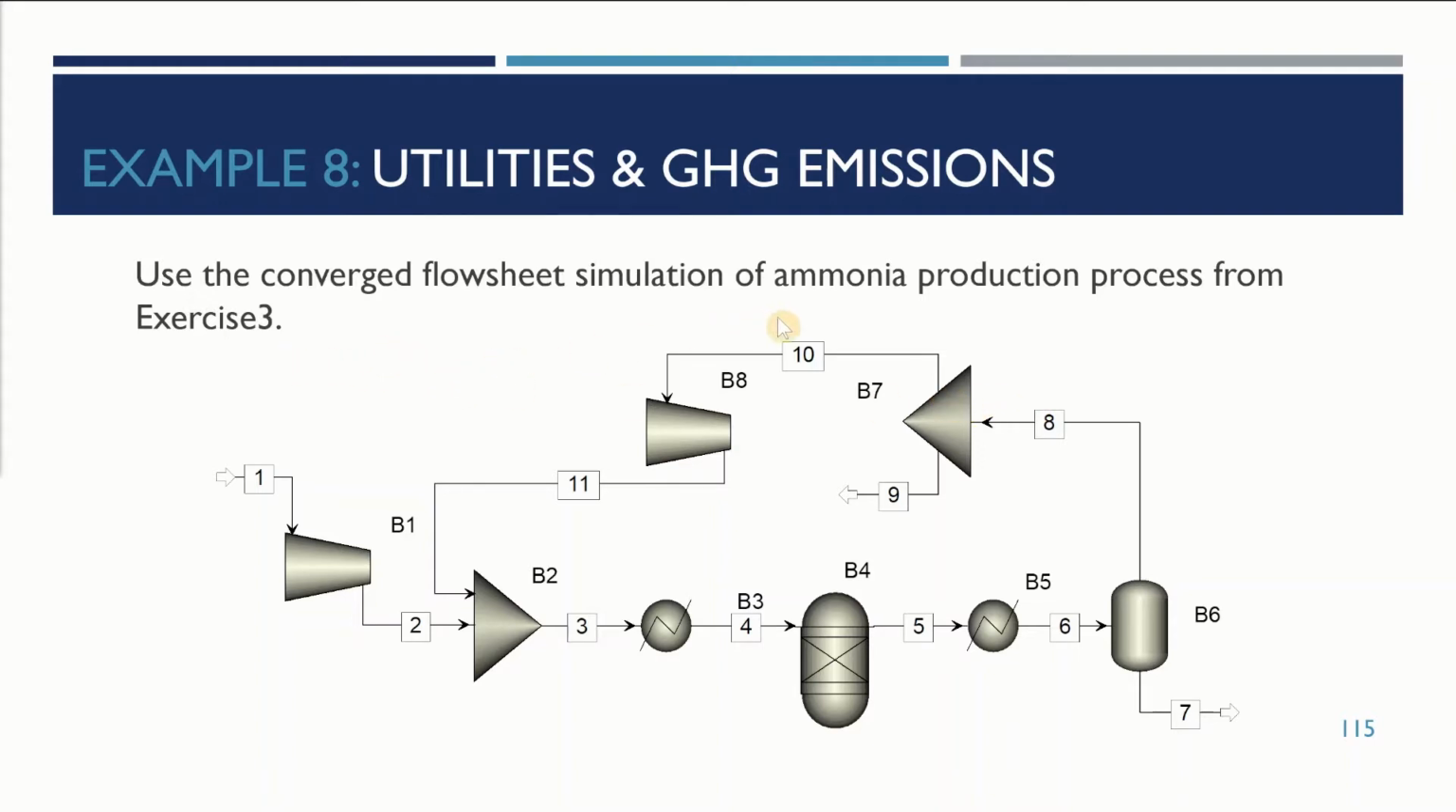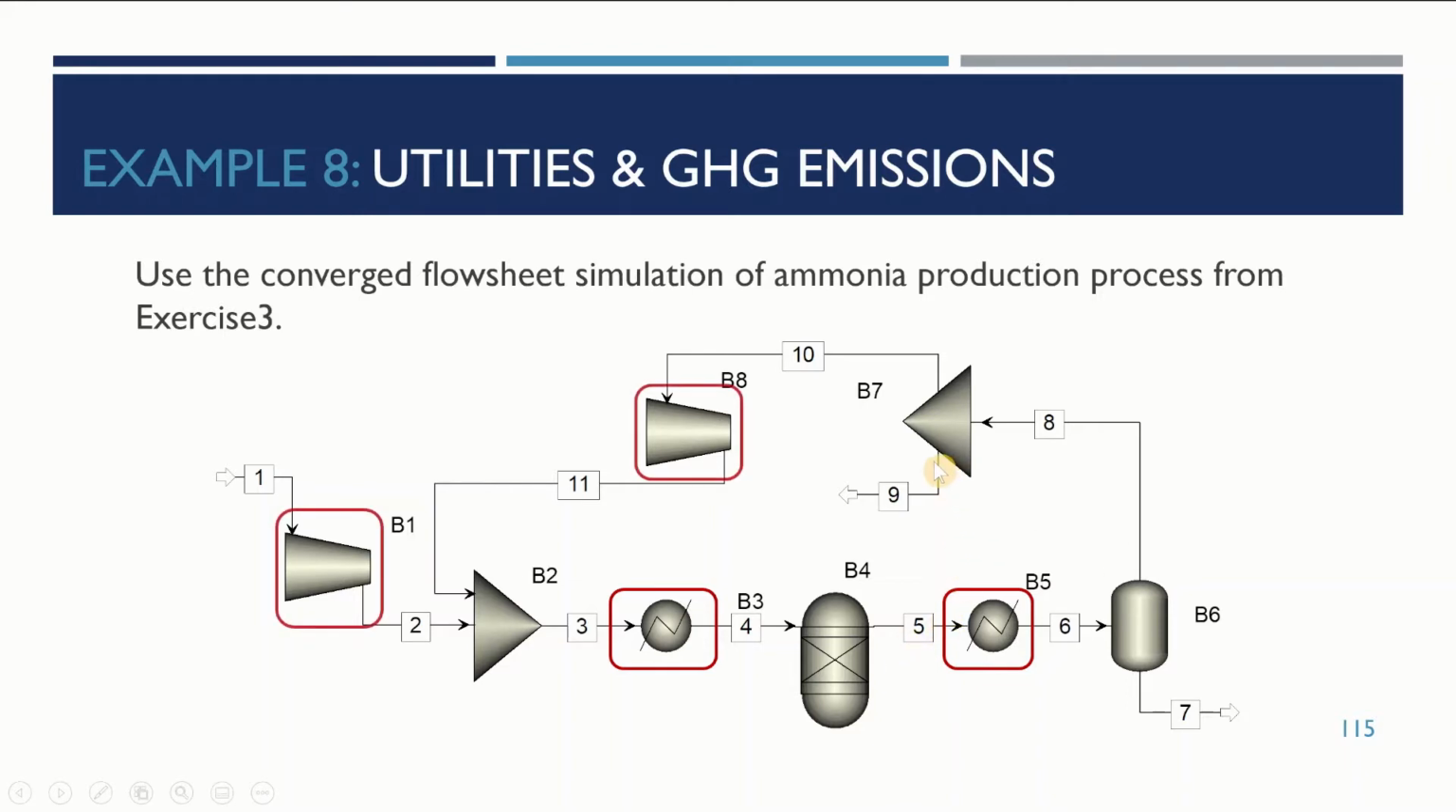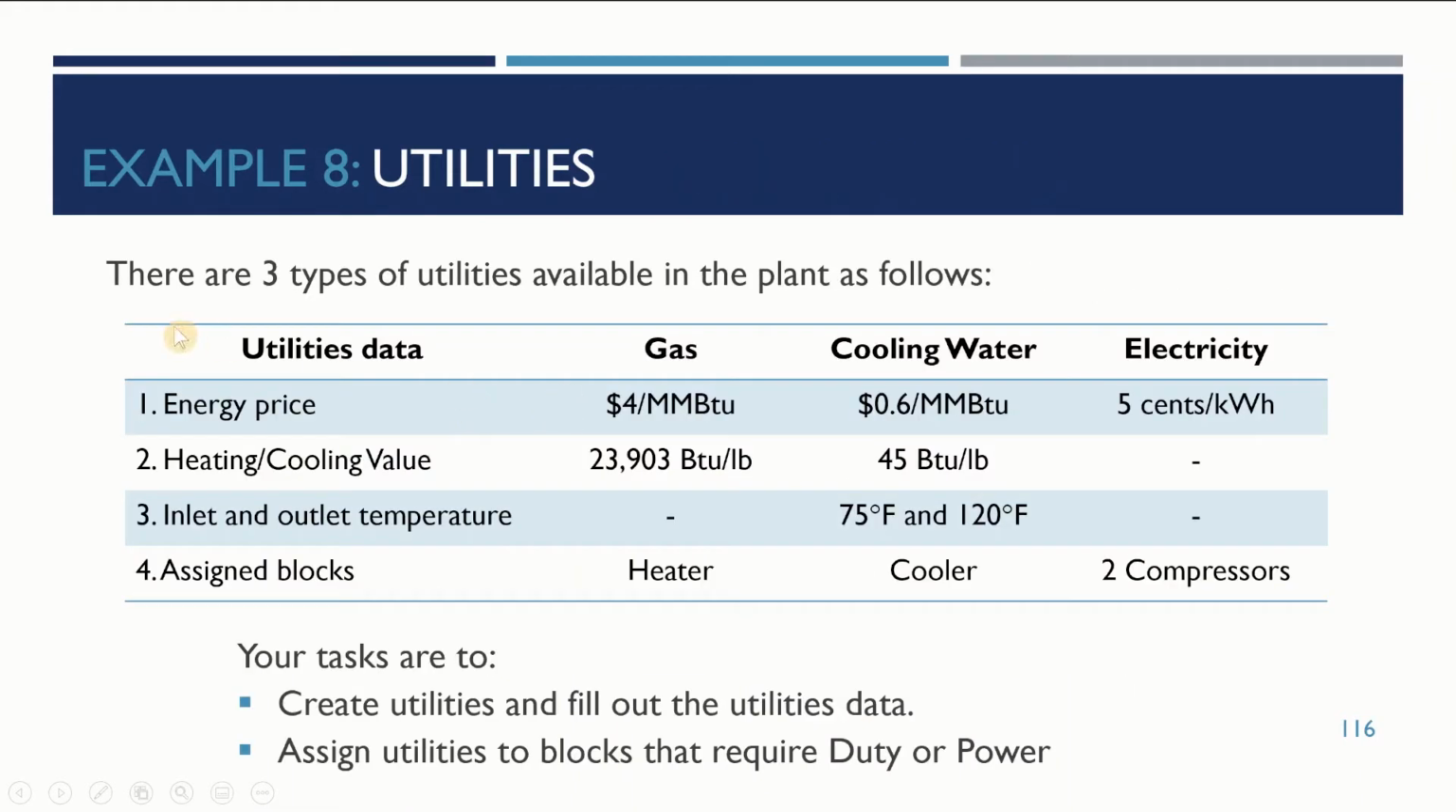From this PFD, you can see that there are several pieces of equipment that require duty and power. There are heater B3 that requires heating duty, cooler B5 which requires cooling duty, and two compressors B1 and B8 which require power. Let's assume that there are three types of utilities available in the plant as follows: gas for heating utilities, cooling water for cooling utilities, and electricity.